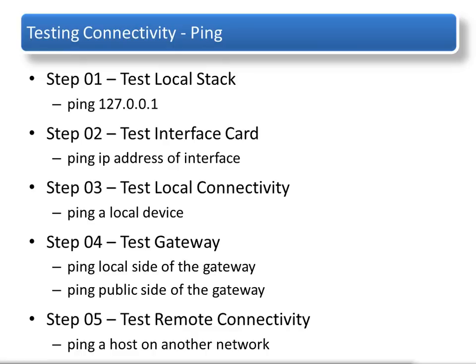So to recap this, you ping your local loopback to test the stack. Then you ping yourself by typing in your own IP address to rule out the lower layers. Third step, ping another device that's on the local network. Fourth, ping both the public and the local side of your gateway. And the fifth step is to ping another device on another network to rule out any intermediary issues.